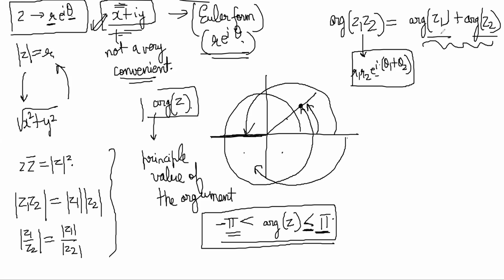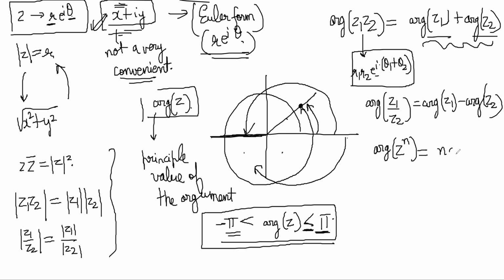is simply theta 1 plus theta 2, which is arg Z1 plus arg Z2. However, sometimes you have to be careful in these results. There will be results like arg of Z1 by Z2 is equal to arg Z1 minus arg Z2, and also results like arg of Z power n is equal to n times arg Z. These results are obvious if you use the Euler form, because this will be R1 by R2 e power i (theta 1 minus theta 2), so the argument of that is theta 1 minus theta 2. That is why this result comes.